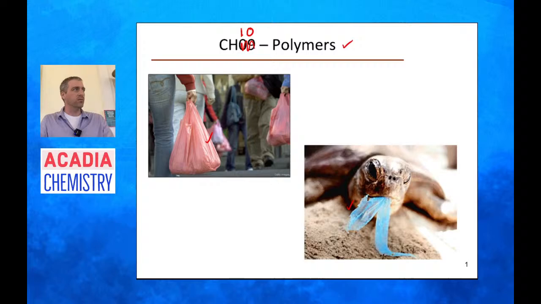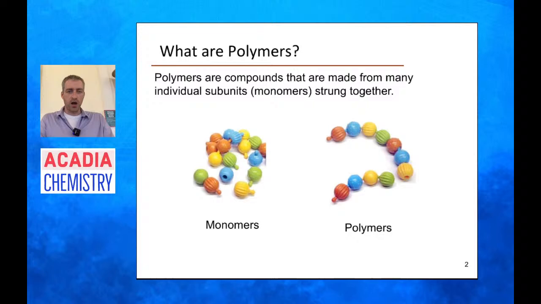So our definition of polymers to begin with are molecules that are made by linking together many individual small subunits. And these subunits we have a name for, we call them monomers. Mono means one, and mer means, I don't know, like unit or something like that. I'm not an etymologist.